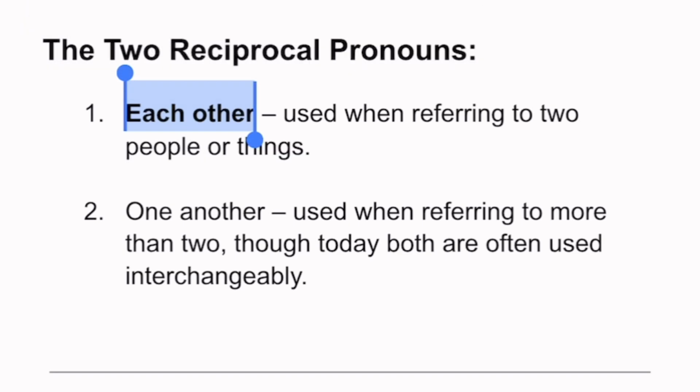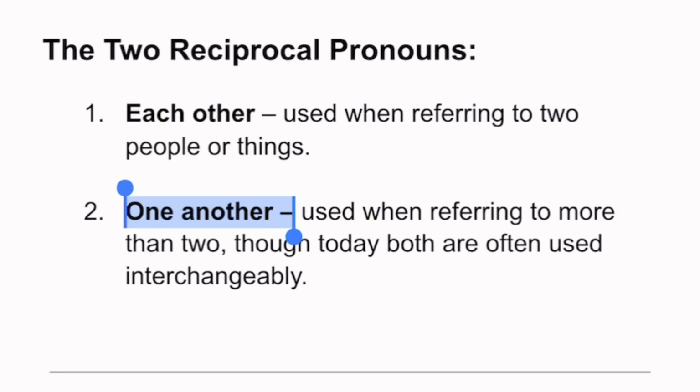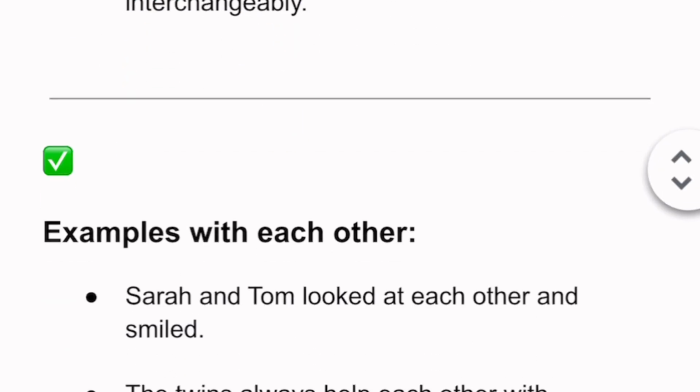So when there's an exchange of action involving two individuals or two entities, we use each other. But when there's an exchange of action among more than two individuals, then we use one another. Although today both are often used interchangeably, that's the rule. Each other for two individuals and one another for more than two.